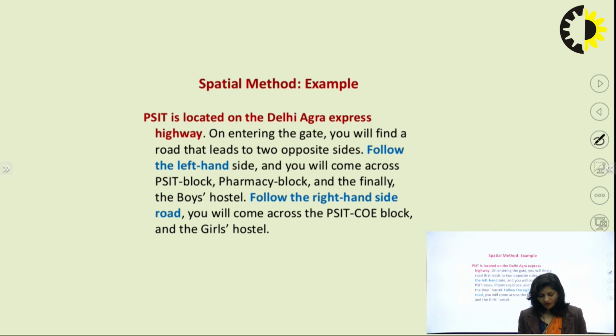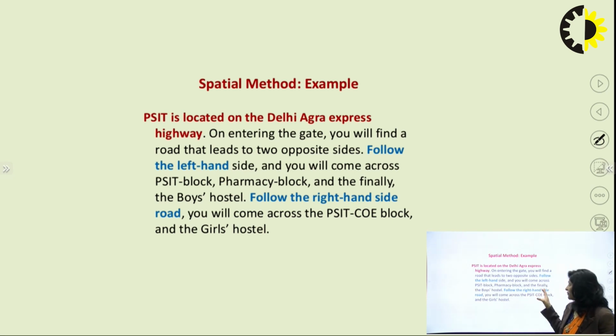So when we have to give an exact description of a place so that people can have a clear idea where things are kept, we use the spatial method. In this method, we first write a topic sentence, and in this topic sentence the name of the place which we are going to describe is mentioned in the first line. So that is the topic sentence.